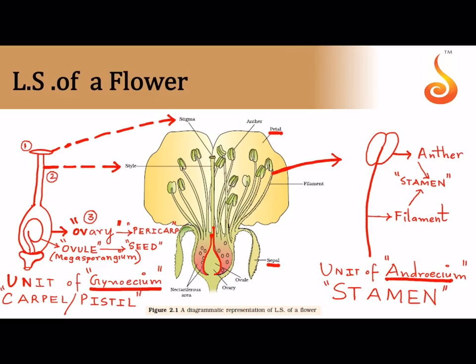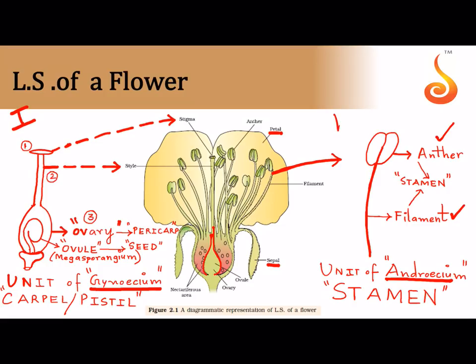We have now discussed the two major essential whorls of the flower. The first essential whorl I have discussed with you is the gynoecium, which is made up of units called pistil or carpel, and the second one that we have discussed here is the androecium. The unit of androecium is referred to as the stamen. The upper part of the stamen has the bilobed anther, and the thread-like, filamentous structure is simply referred to as the filament.